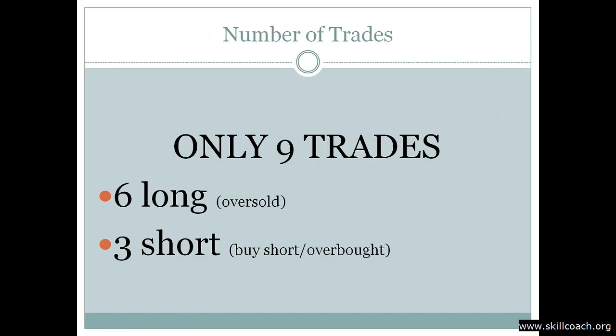Let's start by identifying that there were only 9 trades. 6 of them were long, and 3 of them were short. 6 long means that there were oversold conditions, and 3 short means that there were overbought conditions. But remember, we're buying short, we're never outright short.